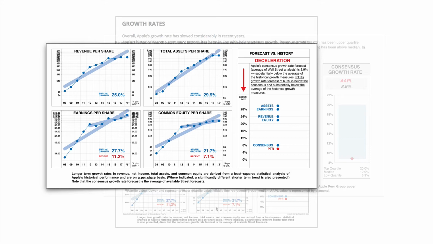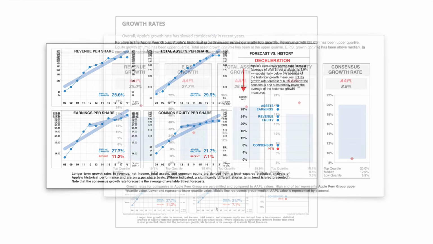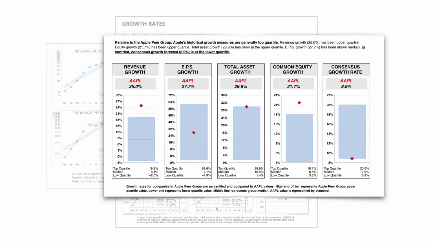They're about the same, and both of them call for a pretty significant decline in revenue growth relative to where that growth rate has been historically. In addition to the operating history on growth, there's also again a benchmark section which compares Apple's historical growth on those four measures relative to the peer group. Again, the upper end of the bar is upper quartile, lower end is lower quartile, the line in the middle is median performance for the peer group. And as you can see here again, the consensus growth rate for Apple is quite low relative to the peer group.